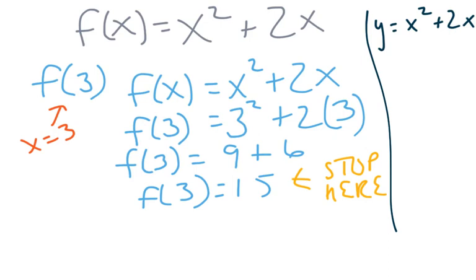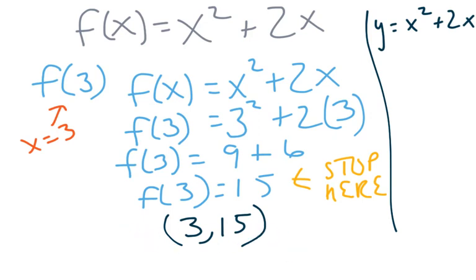Now, to interpret this, what does this mean? Well, it means that when x is equal to 3, y is equal to 15. When the input, when we plug in x is equal to 3, the output of the function, which is your y, is 15. You could also think of it as this: when x is 3, y is 15. And so you're getting your ordered pair.